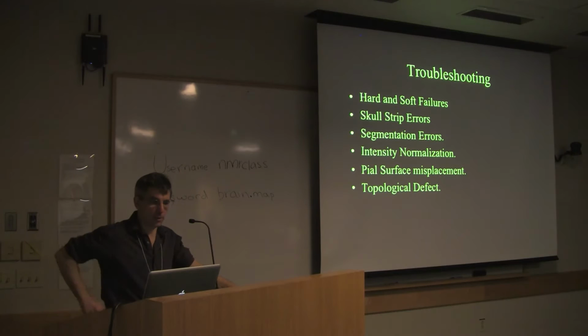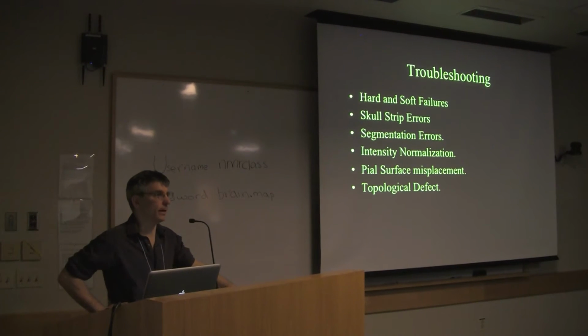So failure modes, troubleshooting. So you can have hard failures and soft failures, and we'll go through what those are. And basically, the type of failures that you can have come in several flavors. There's skull stripping errors, there's segmentation errors, intensity normalization errors, peel surface misplacement, and topological defects.